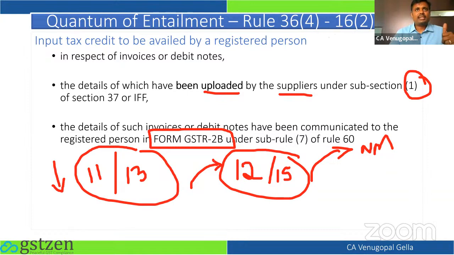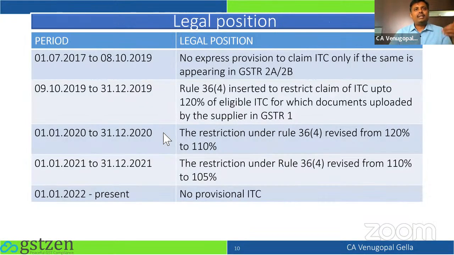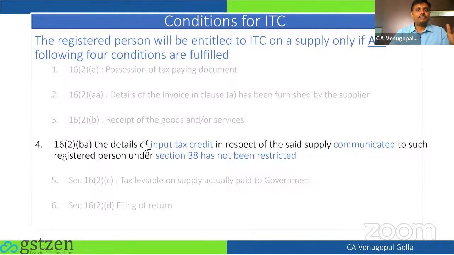This is the next condition. Rule 36(4) had various percentages, but now no longer. From January 2022 of last year, all the credit has to be taken only if it is visible in GSTR 2B. There is no additional credit. So if the supplier has defaulted, you will not get the credit.